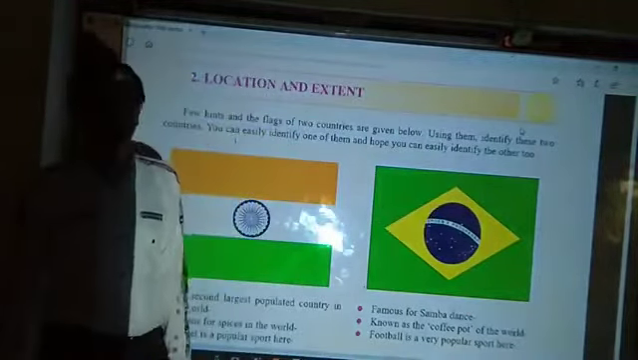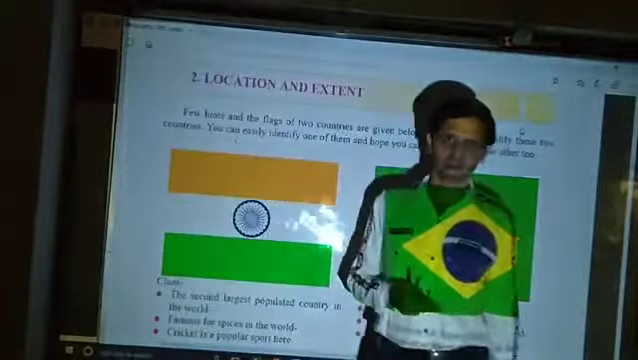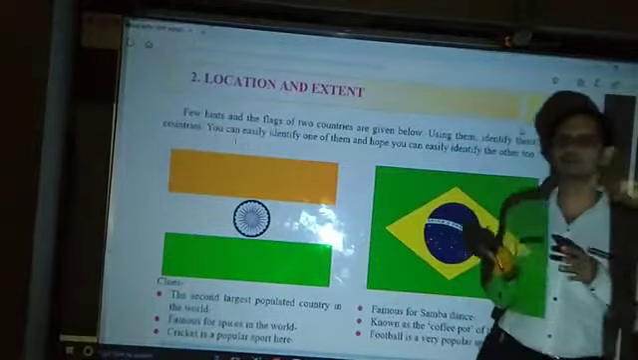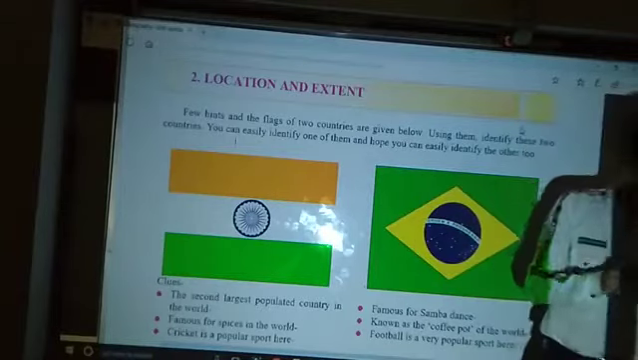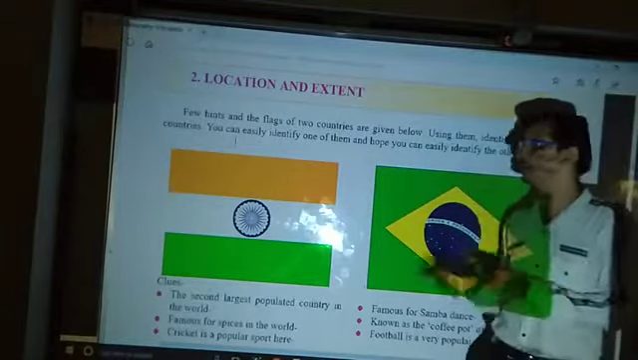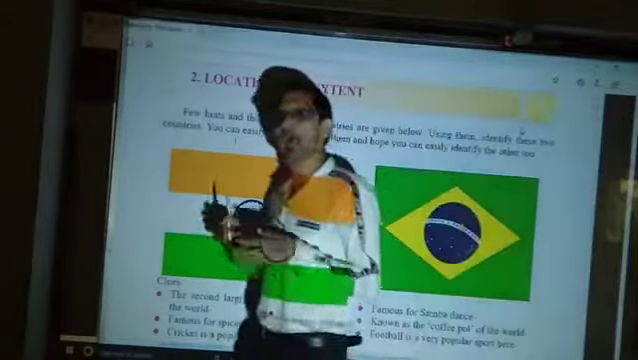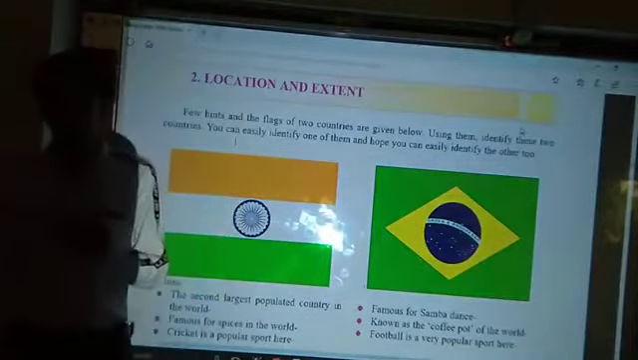Now there is a comparison. In this chapter, the comparison is made between two countries, not on an economic basis or other basis, but regarding geographical location. Okay, geographical location and extent. Extent is related to longitude and latitude. On which longitudinal lines India is located, on which longitude.